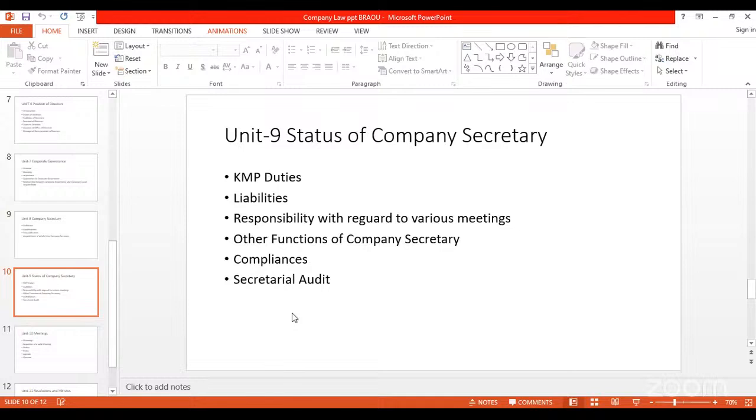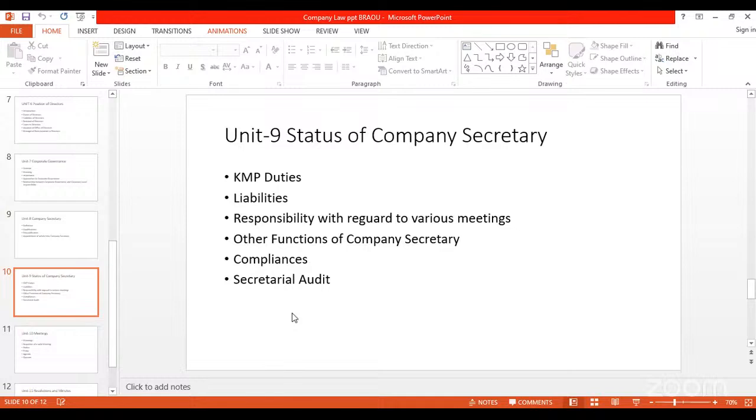Then, to project, develop, and nourish the image of the company to the outside world. Then, to provide guidance to the directors of the company collectively and individually as they require from time to time. Then to obtain approval from the board, the government, and such authorities as are required by the Act. Then to issue share certificates, debenture certificates, and any other certified documents on behalf of the company.